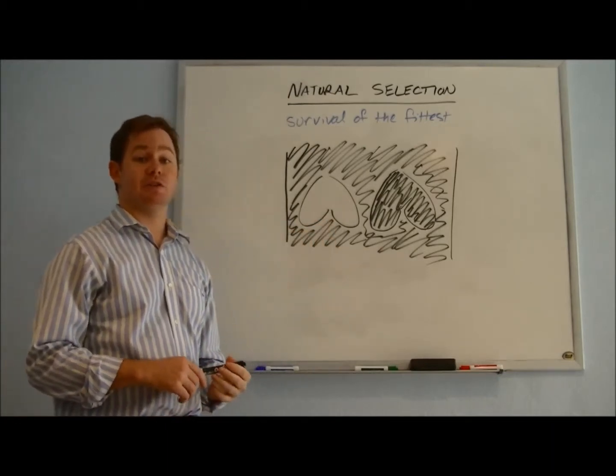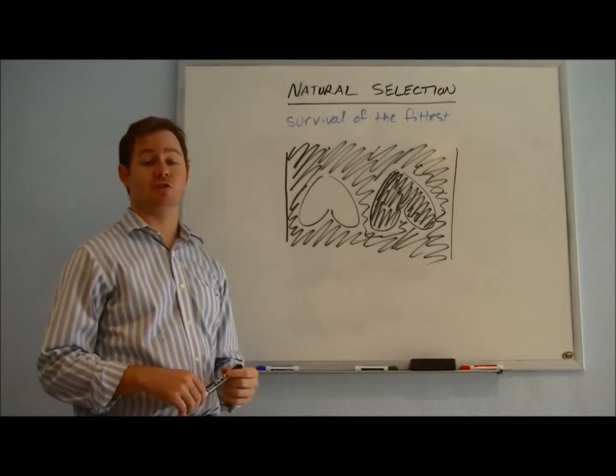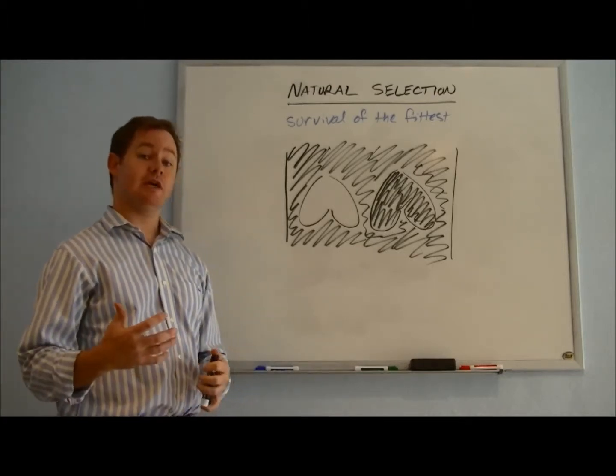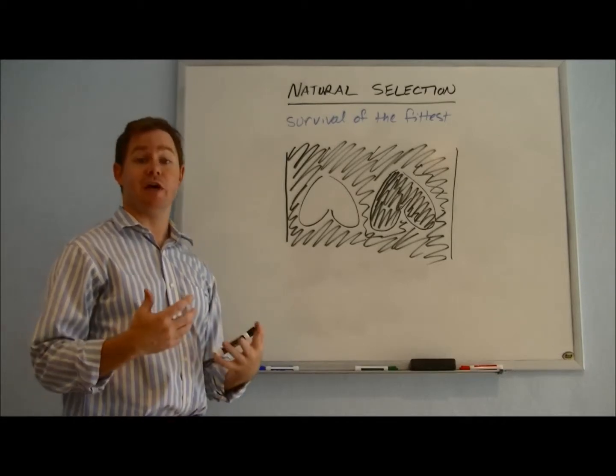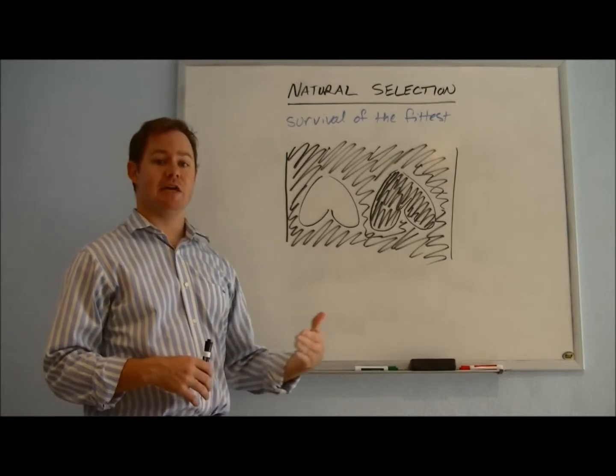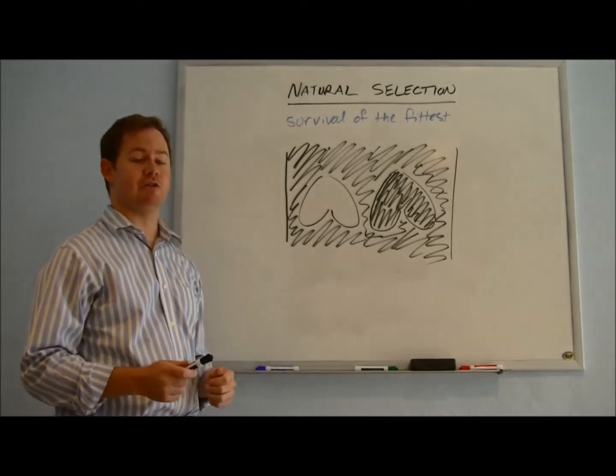And that's the process of natural selection. Natural selection, or survival of the fittest, means whatever trait allows you the better chance to survive and then be able to reproduce, that's the trait that's going to get passed down genetically from generation to generation.